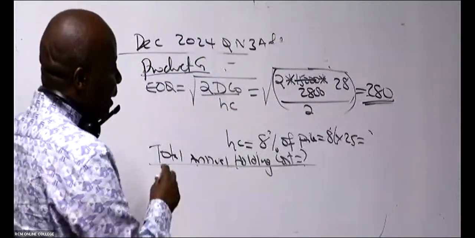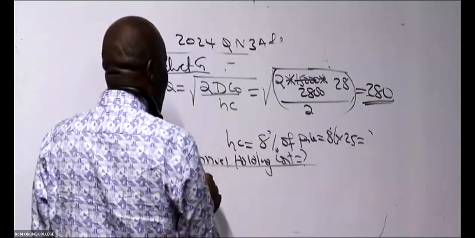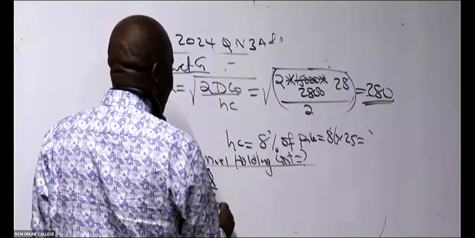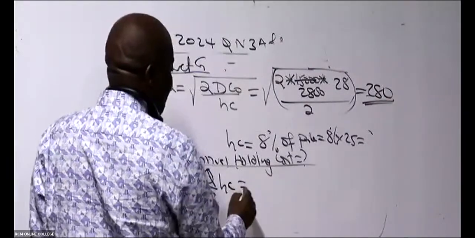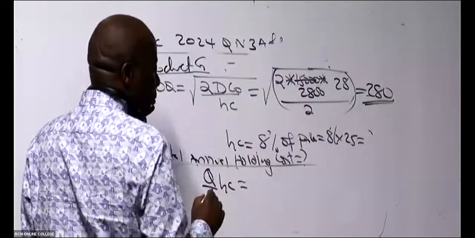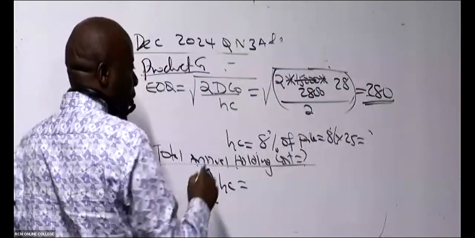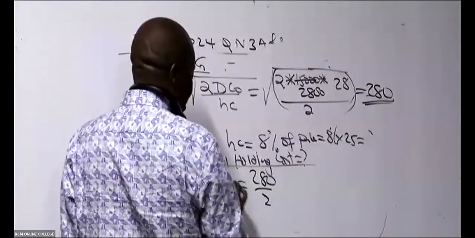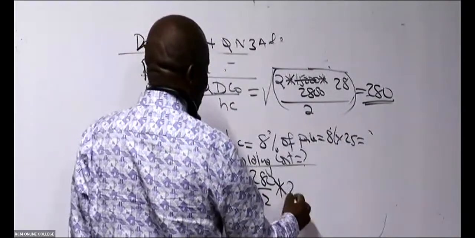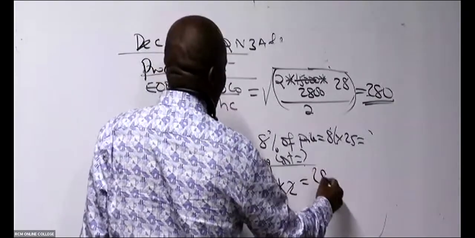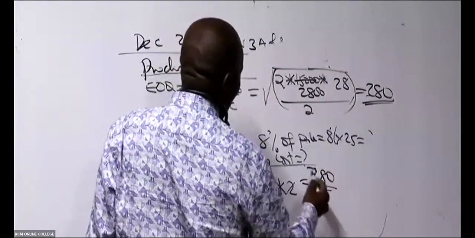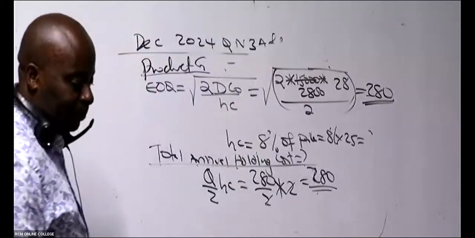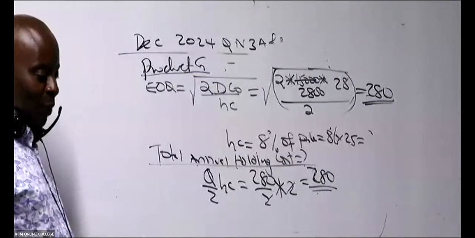So in this case, they have been able to remember that the annual holding cost is Q over 2 times HC. Which Q? EOQ. Economic order quantity is 280. Over 2, times our holding cost, which is 2. That is how they are able to get 280 over 2 times 2, which is 280.